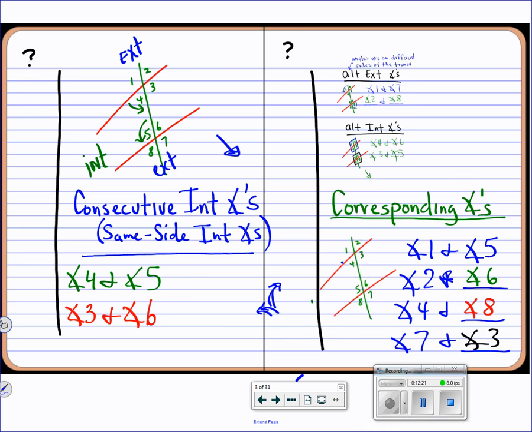All right, hopefully you said angle 4 and angle 8, right? They're both sitting in the lower left-hand corners. And then we have 7 and 3, the lower right-hand corners. All right, let's move on.